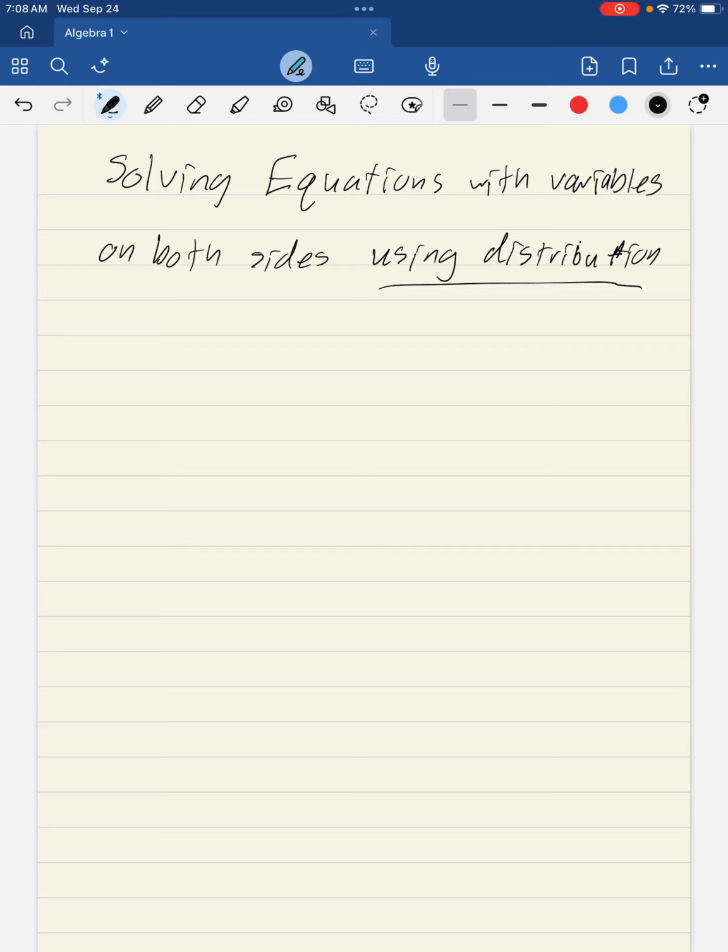Welcome back, and today we're going to build off yesterday's lesson of solving equations with variables on both sides by figuring out what we do if there's a distribution situation. For example, 7 times (negative 6x minus 6) equals 3 plus 3x. I'm going to tell you right now, usually it's best to distribute first. So that's kind of our one step, or the first thing we're going to do.